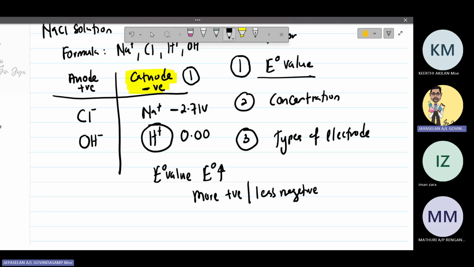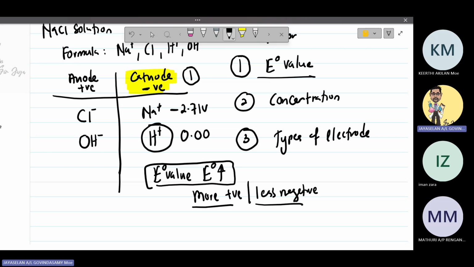Okay, kalau cathode pilih E naught value. Dalam bahasa kasar, please remember E naught value paling tinggi. Siapa paling tinggi? You tengok nilai dia. Okay, bila you tuliskan, mesti tulis more positive or less negative. Okay, any question?